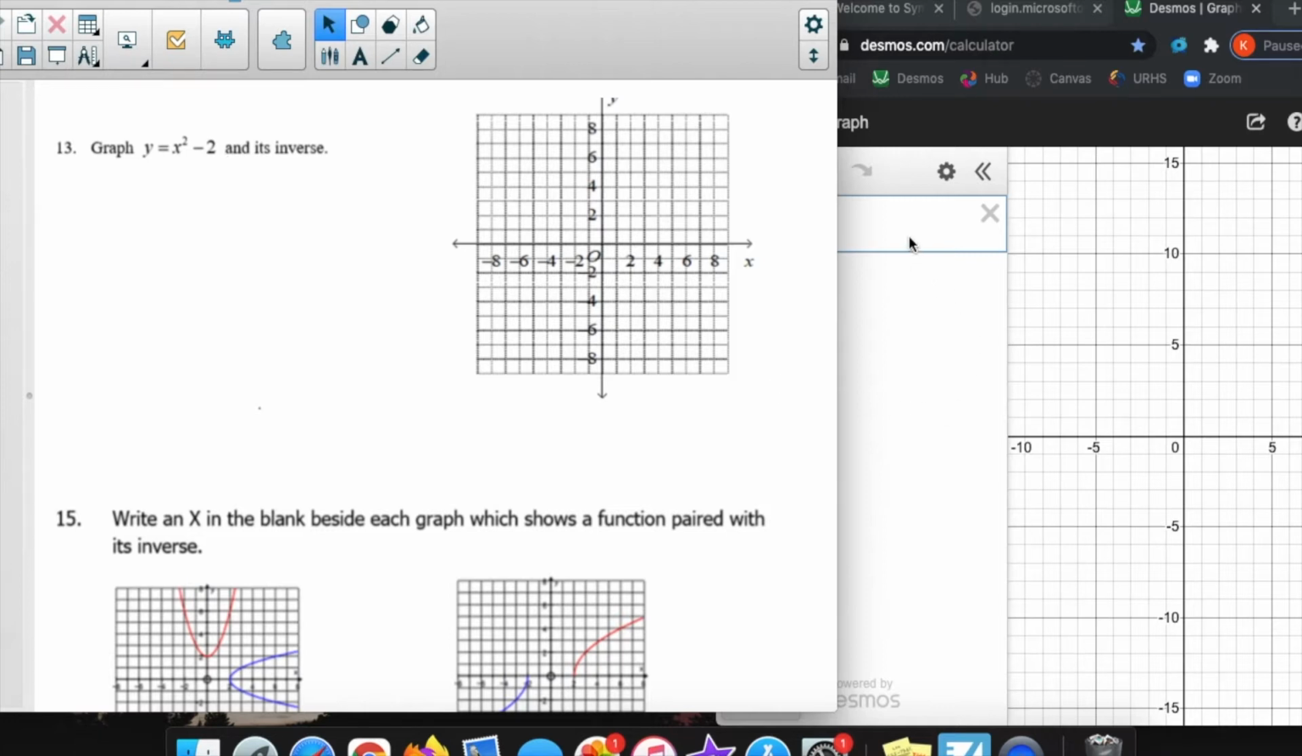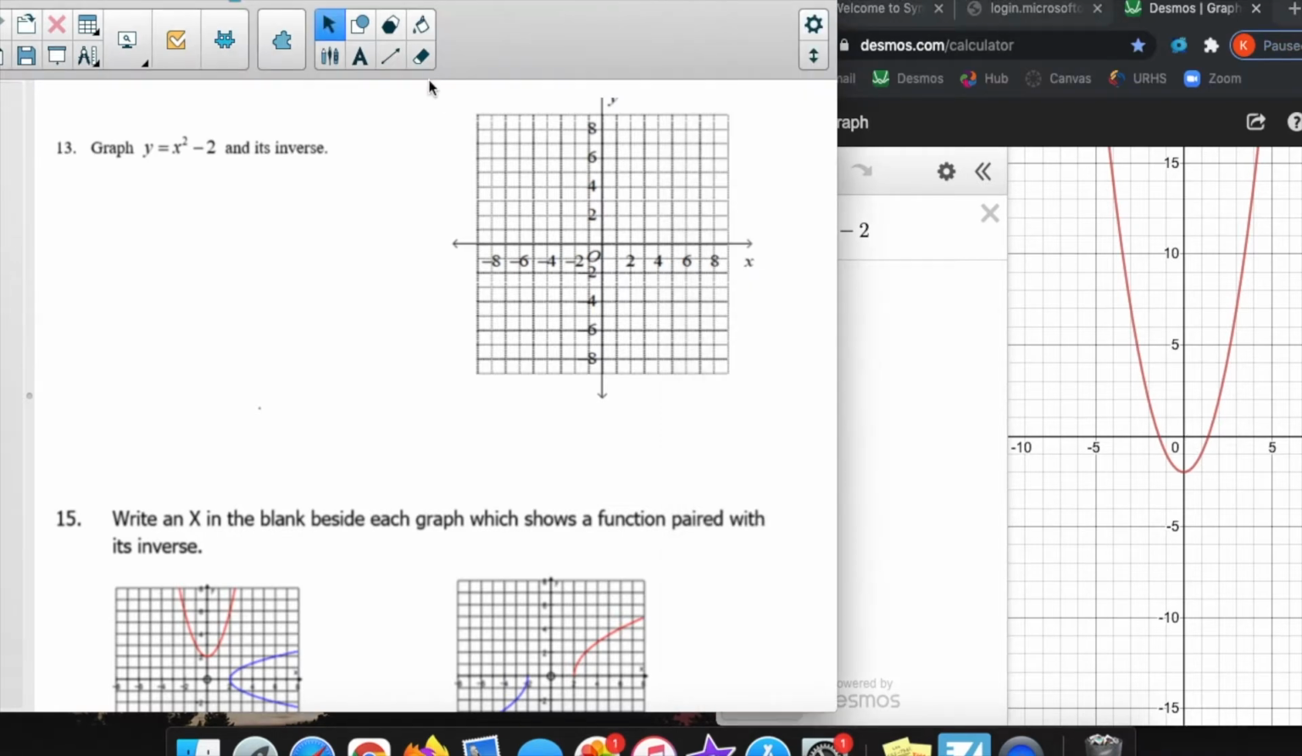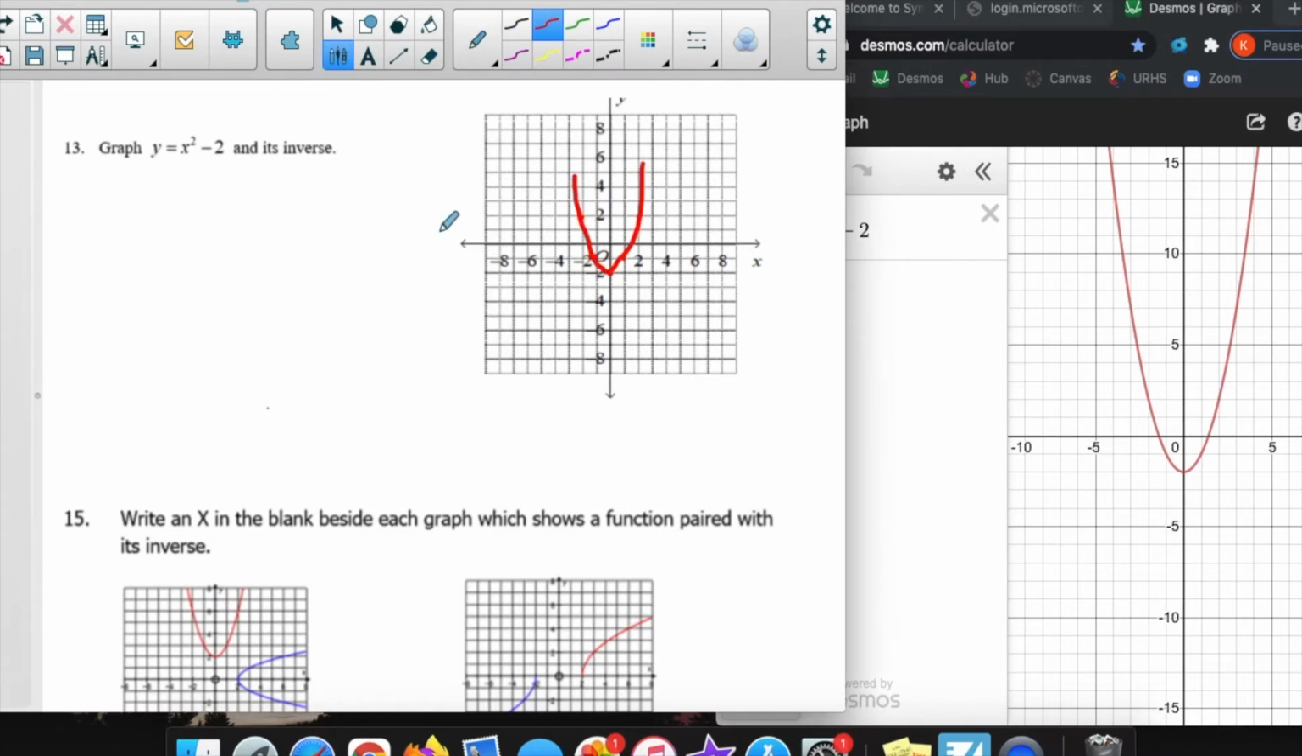You should hopefully remember what the graph of a quadratic looks like. But just in case you don't, x squared minus 2 is just a normal parabola shape, shifted down 2 spaces from the origin. So if I was to sketch that graph on here, let me do that real quick. Not a great drawing, but we have our sketch of the x squared minus 2 graph on the grid, and I want to graph its inverse.